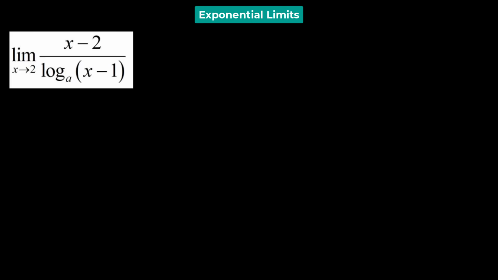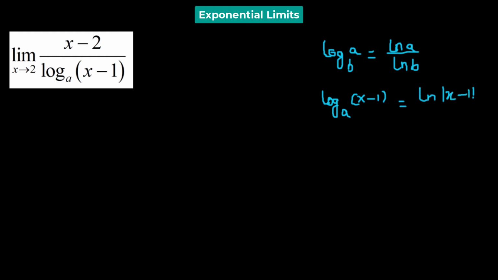So this is an extension to the previous problem. So instead of a natural log, this time we have log of x minus 1 with the base of a. So first we'll need to change the base from a to the natural log. So we'll use this definition that log of a to the base of b is natural log of a divided by the natural log of b. So log of x minus 1 to the base of a is going to be equal to natural log of x minus 1 over natural log of a.